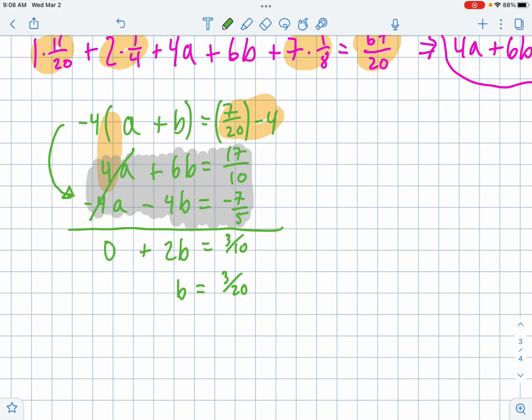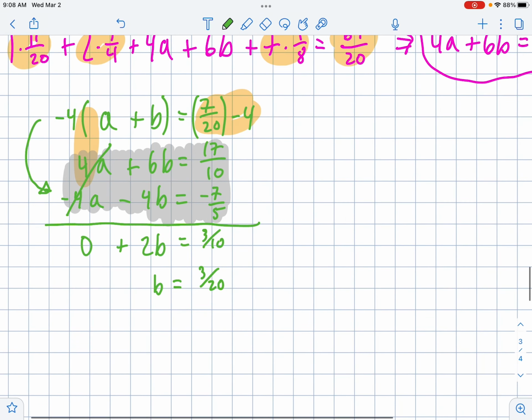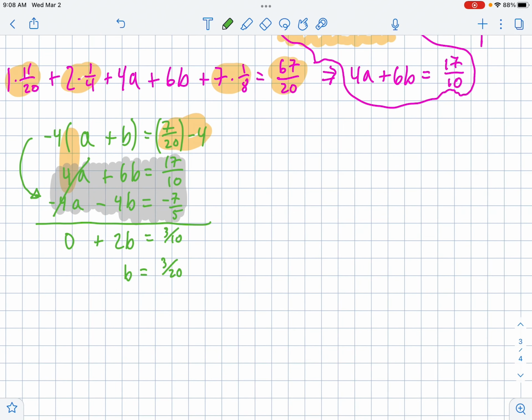So we found B, but that's only half the battle. Now you need to take that B and plug it back into any of the original equations. So if we take the top equation, which is A plus B equals 7/20, and replace B with 3/20, we get A plus 3/20 equals 7/20. Subtract 3/20 from both sides. 4/20 is 1/5.